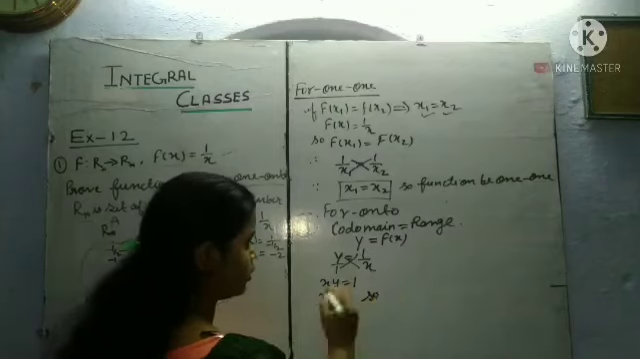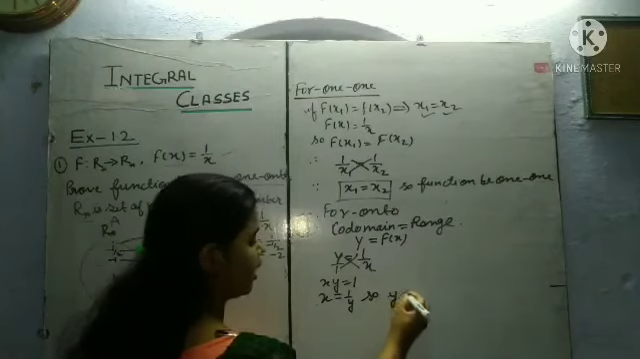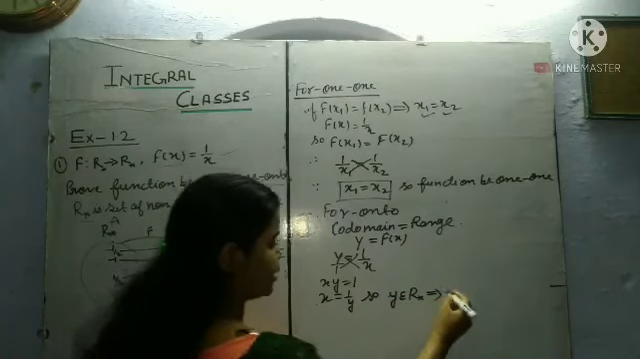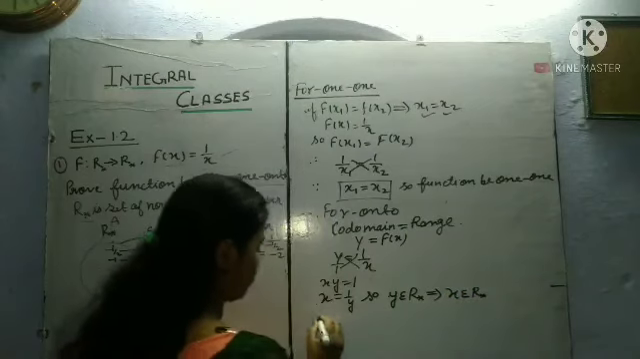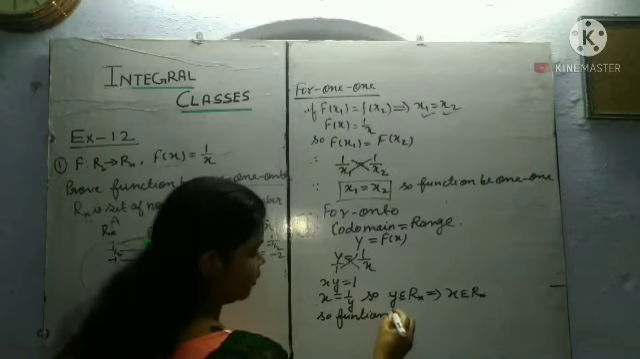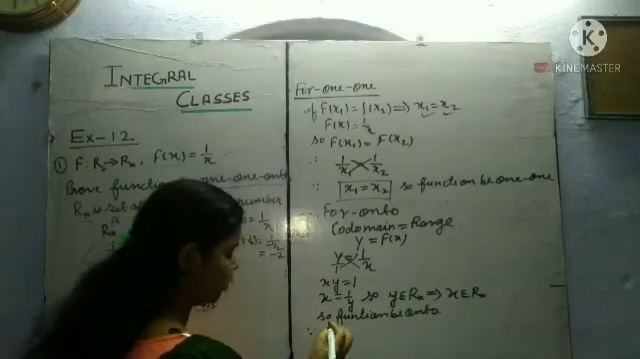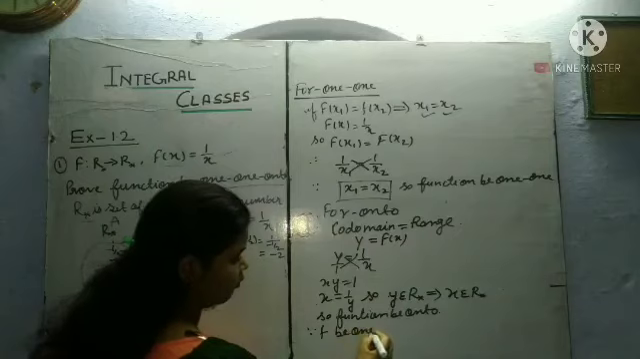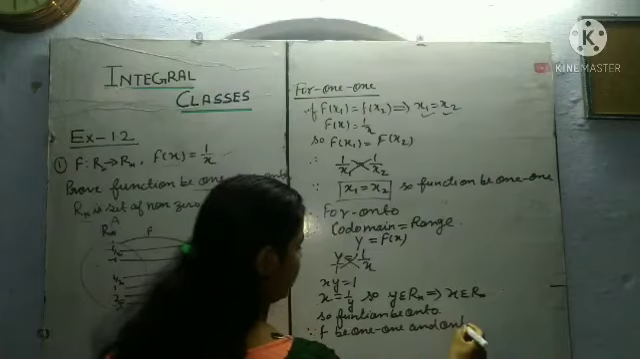So if y belongs to R star, then it implies that x also belongs to R star. So the function is onto. Therefore, the function is one-one and onto.